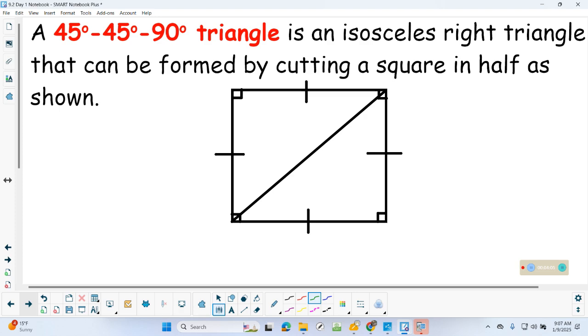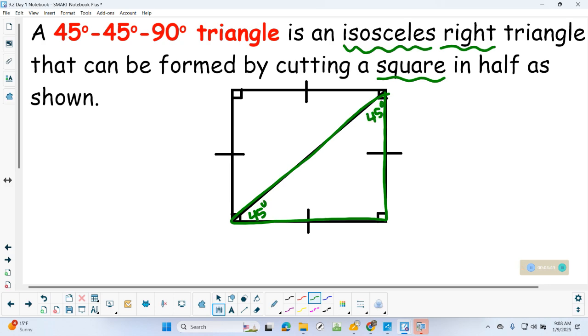So an isosceles, good vocab, 2 congruent sides. Isosceles right triangle can be formed by cutting a square in half as shown. So you have to fill in the blanks. Isosceles, we should have a spelling test over that. Right. Formed by cutting a square in half. So obviously we're not going to focus on a full-on square. We're on the triangles. So if I just focus in on, let's say, this guy. So of course, if you're going to cut this in half, these are your 45s.